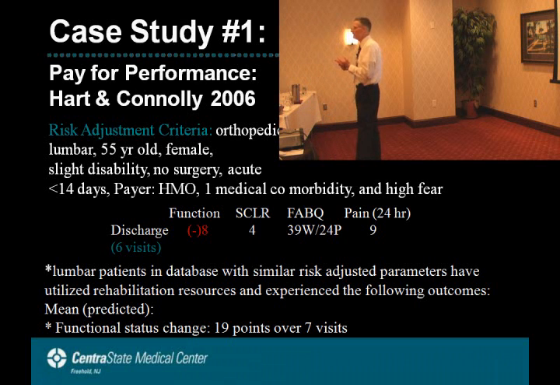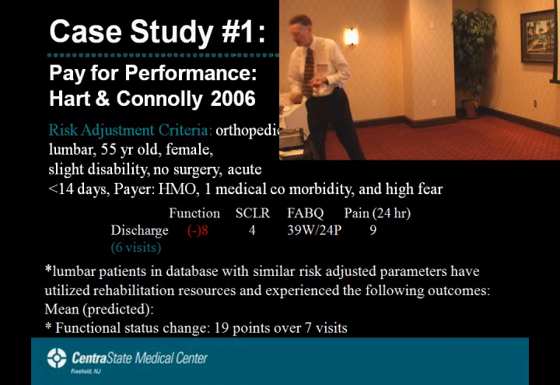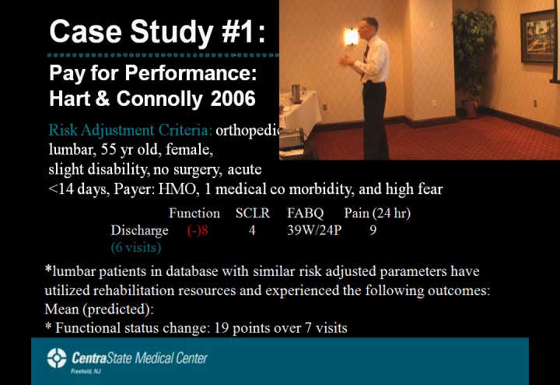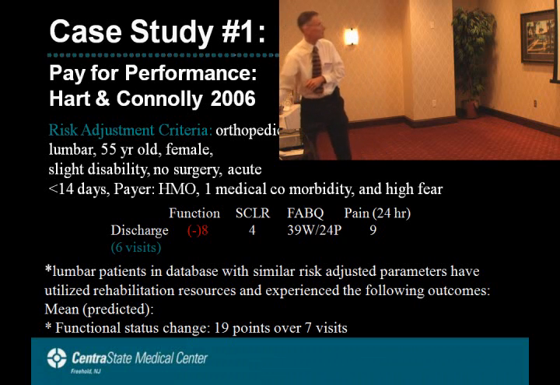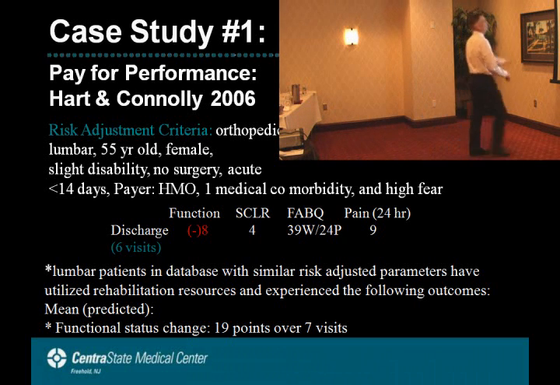And what they did is they built a reimbursement scheme. I think there were like 9 different outcomes of reimbursement based on efficiency and effectiveness. Effectiveness was your FOTO score, your FS change score. Efficiency was the number of treatment visits you did. And these were compared against the mean predicted for similar patients in the database who fit this risk adjustment on the top. So this was your risk adjustment.